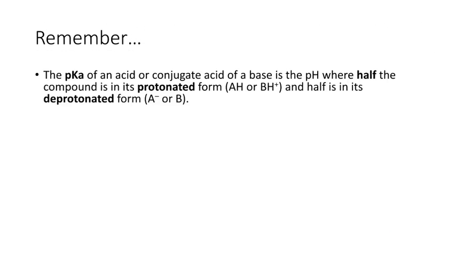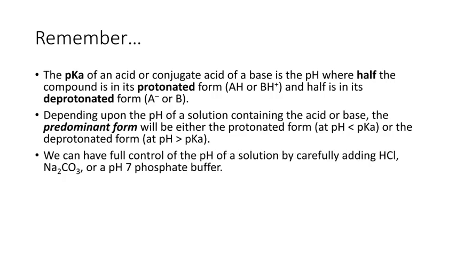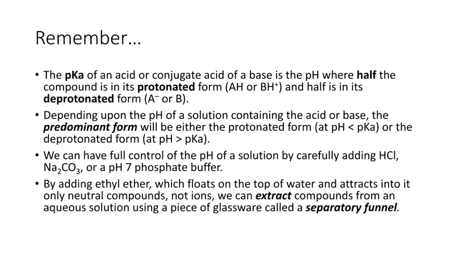Remember, the pKa of an acid or conjugate acid of a base is the pH where half the compound is in its protonated form and half is in its deprotonated form. Depending upon the pH of a solution containing the acid or base, the predominant form will be either the protonated form at pH less than pKa or the deprotonated form at pH greater than pKa. We can have full control of the pH of a solution by carefully adding acid or base or by using a buffer at a specific pH, such as pH 7 phosphate buffer.